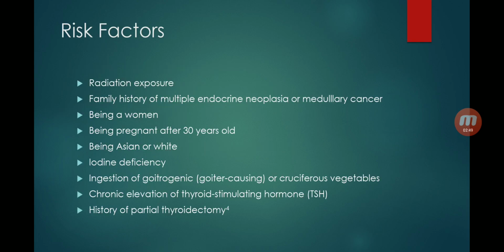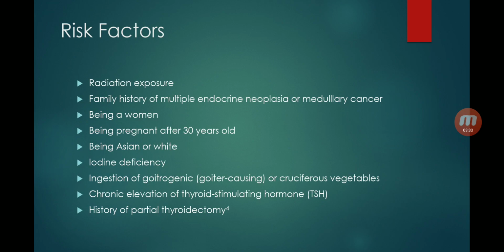Exposure to radioactive isotopes and radioactive fallout also poses a cancer risk, especially for young children. Having a parent with multiple endocrine neoplasia, type 2A or 2B, or medullary cancer also increases the chance of having a genetic mutation that causes thyroid cancer by as much as 50%. Women are 2 to 3 times as likely as men to develop thyroid cancer. Those women who have their last pregnancy later than the age of 30 are also at a greater risk.